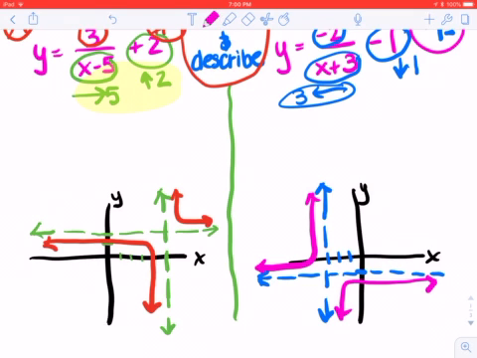Okay, go over your foldables from today, and this will be your warm-up.